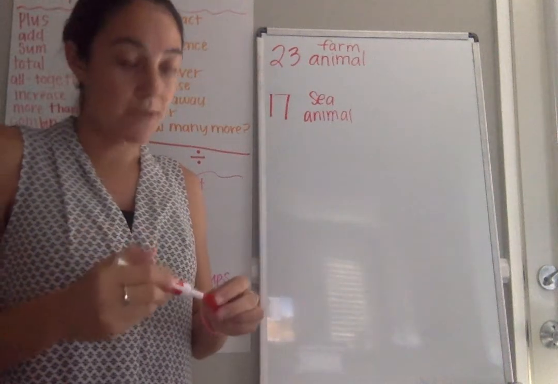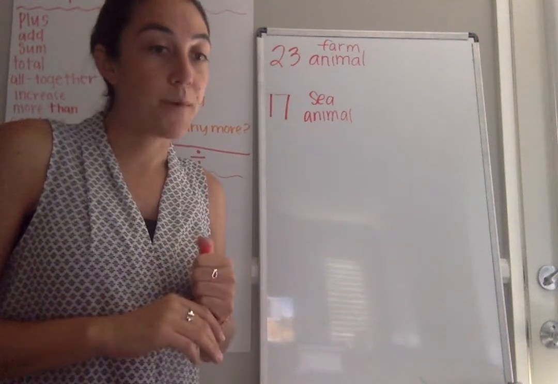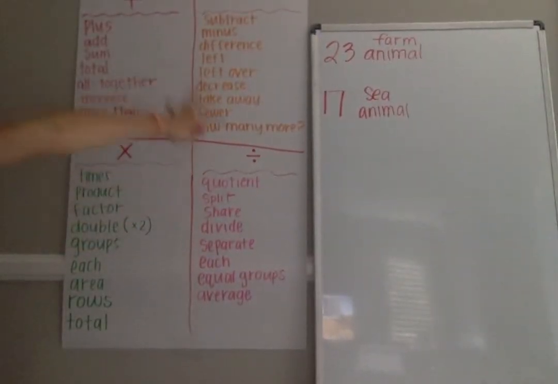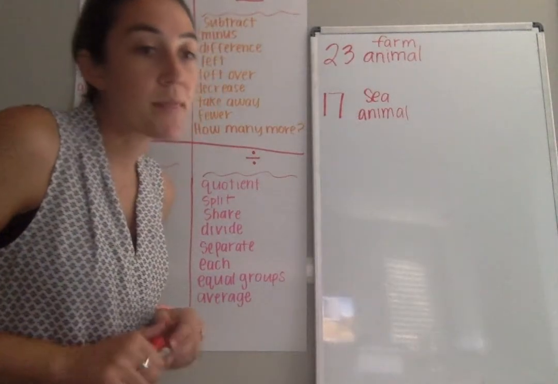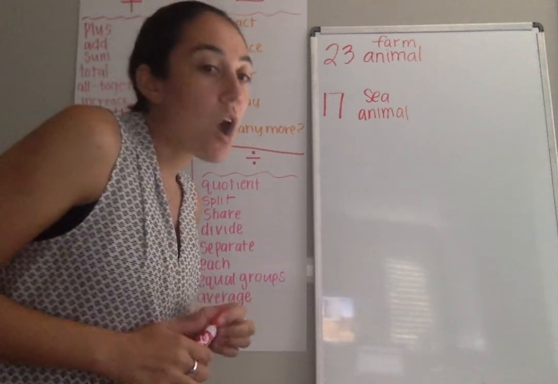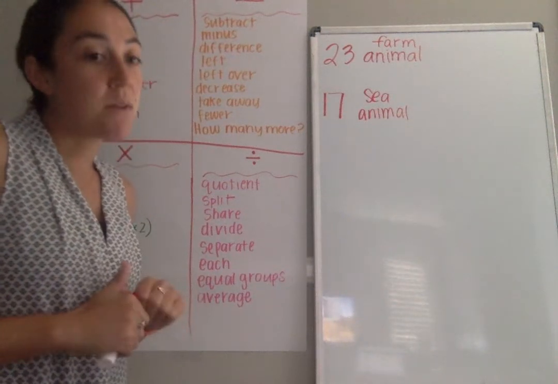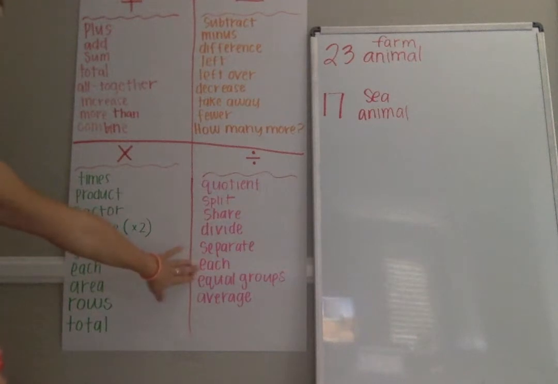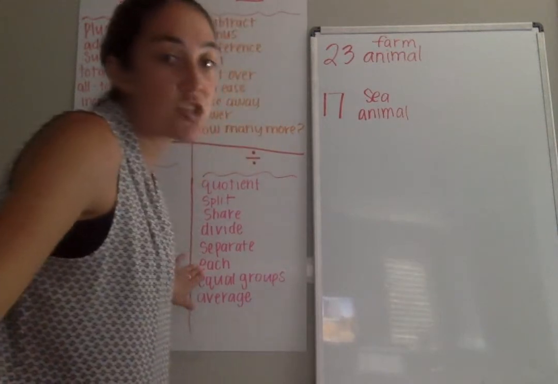Now let's continue reading. Jerome used all of the stickers to fill an 8-page scrapbook. So there are some words here that tell us what we need to do. It did say that Jerome had 23 farm animal stickers and 17 sea animal stickers. He used all of the stickers to fill an 8-page scrapbook. He put the same number of stickers on each page. So each is going to go with division. How many stickers did he put on each page?